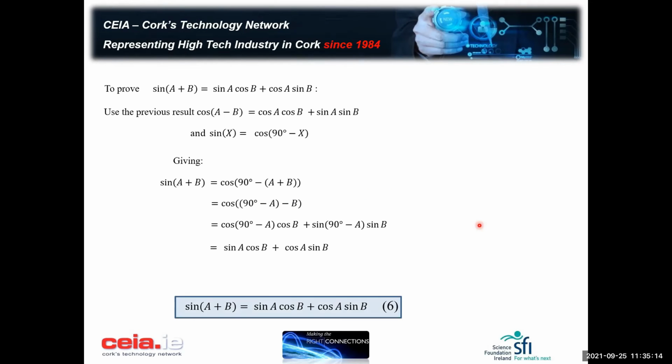How about the sine of the sum? If you remember from before, to swap between sines and cosines, we just use the complementary angle. So the sine of one angle is equal to the cosine of the complementary angle.